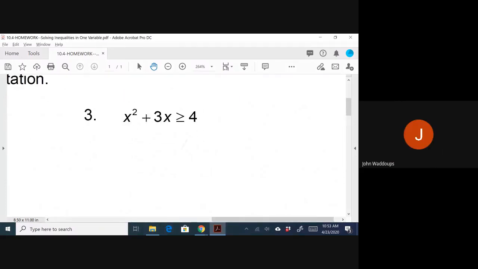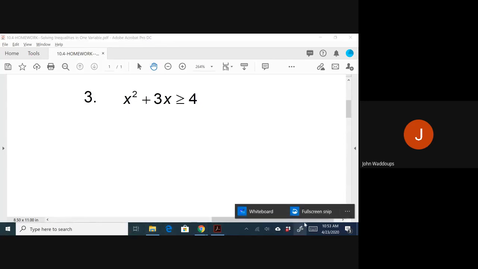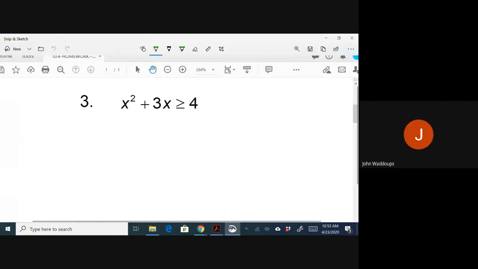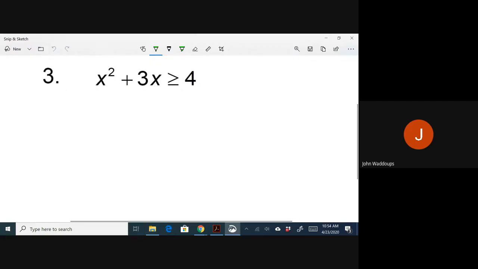So we can talk about what happens when we have something like that, where it's not greater than or less than 0. What we have to do is make it greater than or equal to 0. So we're going to have x squared plus 3x. And to get 4 from the right to the left, I'm going to subtract 4 from both sides. So I'll have minus 4 over here, which will be greater than or equal to 0.